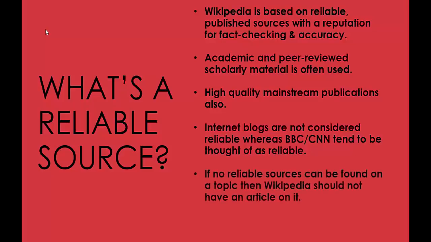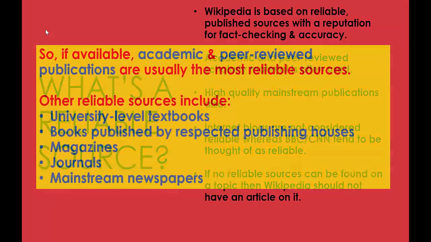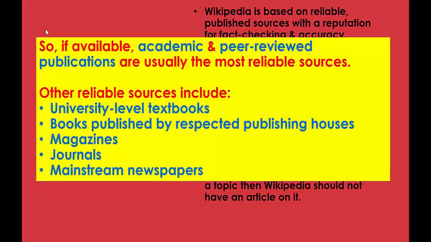And the general rule of thumb is if no reliable source of information can be found on a topic, then Wikipedia should not have an article on it yet. So at least 3 or 4 sources for a new article, backing up 100 words to create that short stub article. There's a little summary. Magazines, journals, mainstream newspapers. Ideally your broadsheet types.